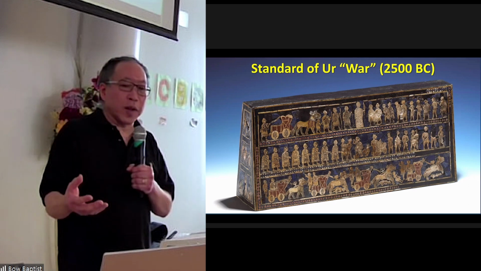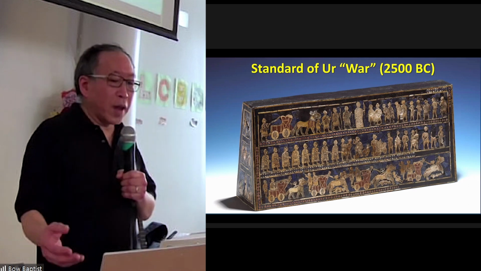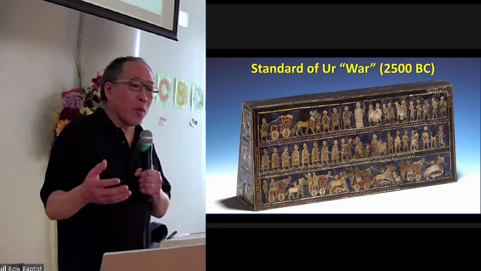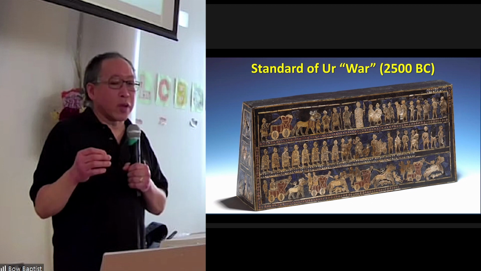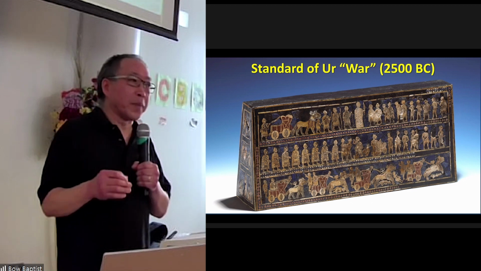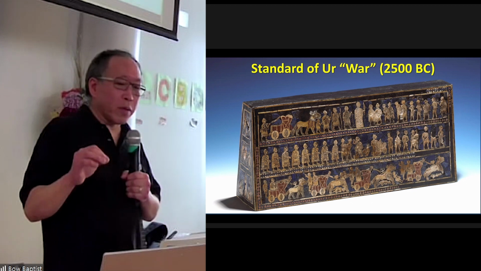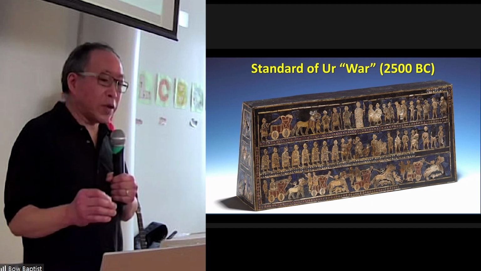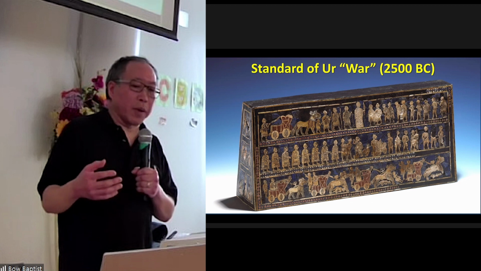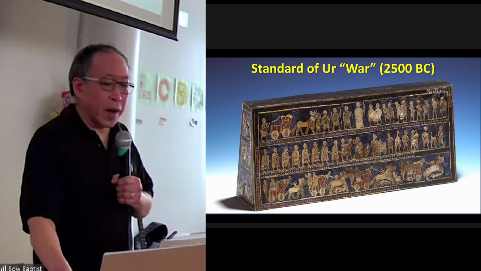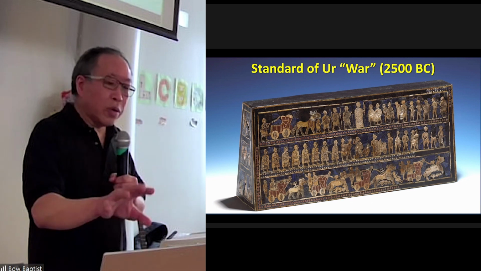But what's interesting are two things. First of all, the date of this is 2500 BC, which is at least 500 to 600 years before the traditional dating of Abraham. So I think this gives us a really good indication of the sophistication of the culture that Abraham was coming from throughout all of Mesopotamia. There are two sides to this.